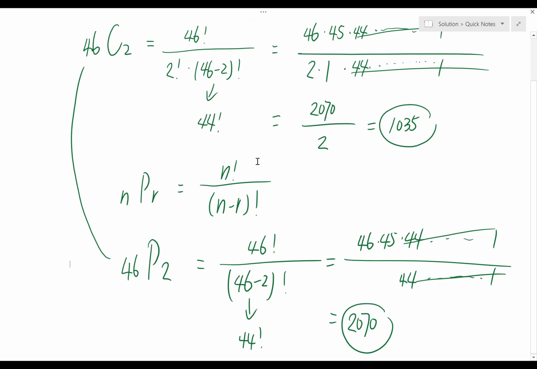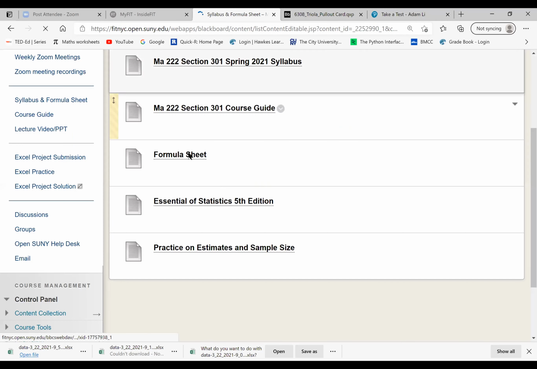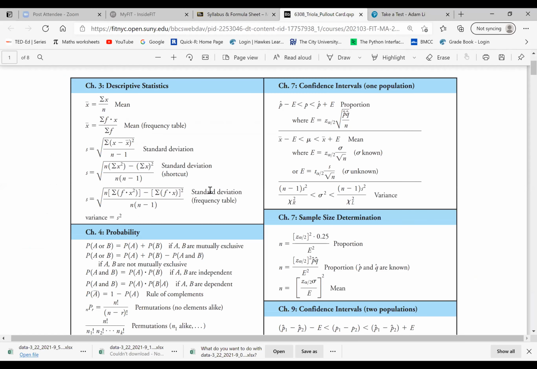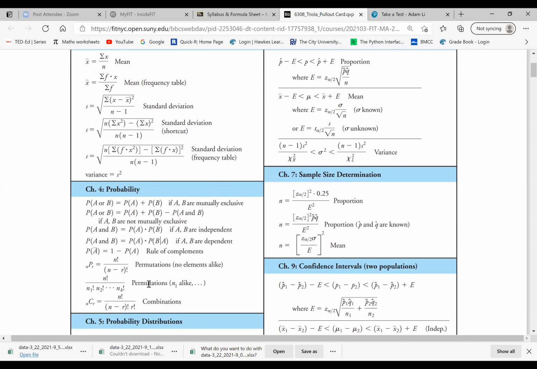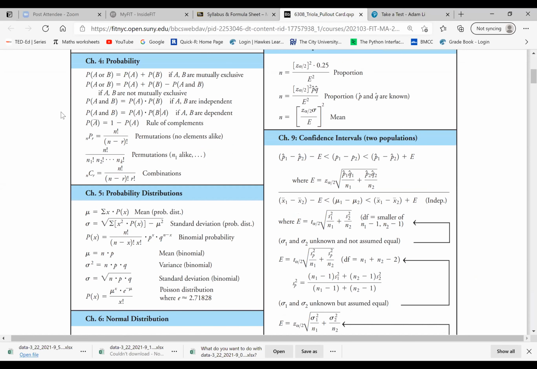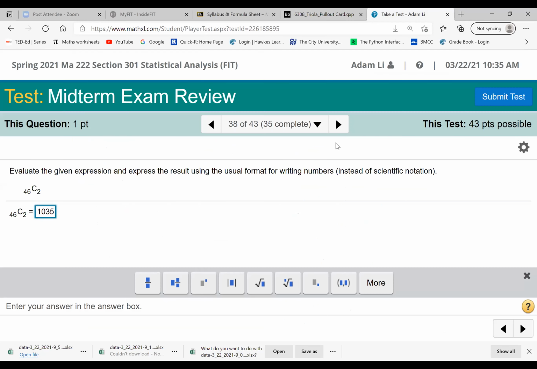And again, just strictly apply the formula, and you can quickly look up the formula in the formula sheet, right? Definitely it's available, and yeah, NPR, NCR, right? Just use those formulas and make sure you know what n and r are, and the rest of it is pretty straightforward. And that's question 38.